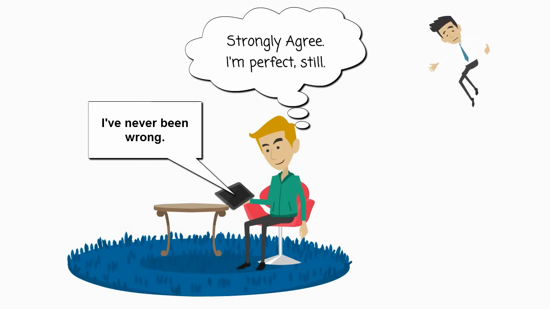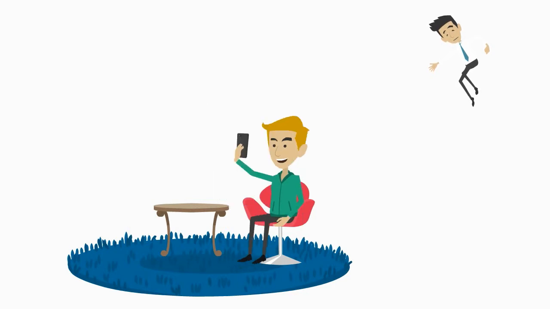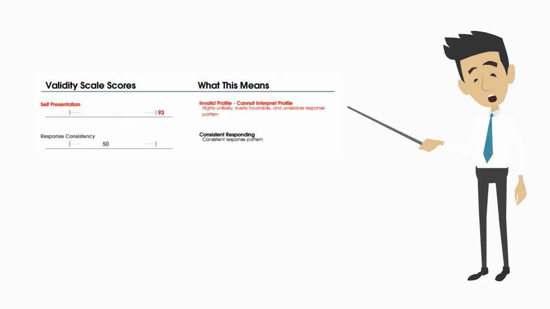Here's another item from the self-presentation scale. "I've never been wrong." And look, Bill is going to strongly agree to that one as well. So you can see the pattern forming here. You see, Bill is one of those few applicants that will try to tell you that they're a perfectly flawless person rather than a normal person.